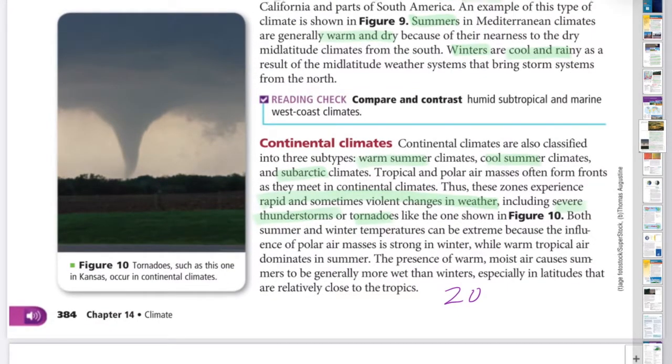Both summer and winter temperatures can be extreme, because the influence of polar air masses is strong in the winter, while warm tropical air dominates in the summer. The presence of warm, moist air causes summers to be generally more wet than winters, especially in latitudes that are relatively close to the tropics.